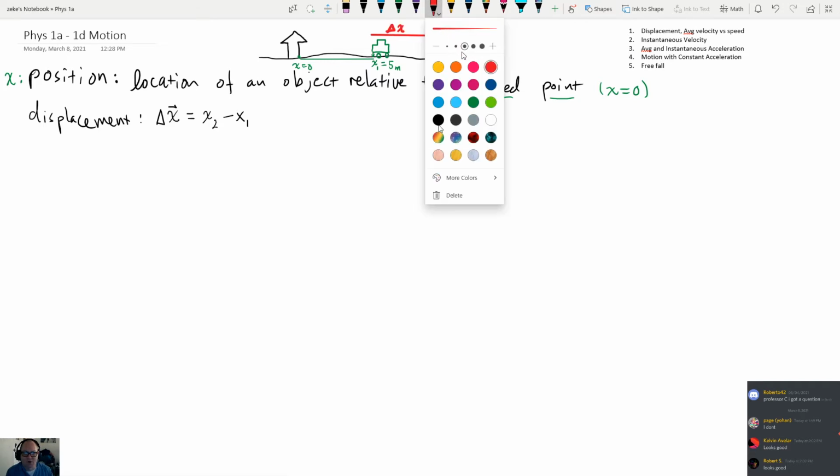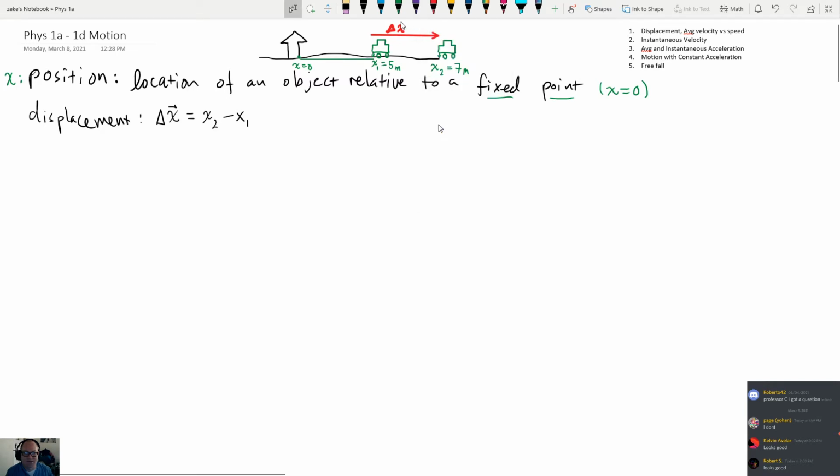Ooh, that is a really thick marker right there. This is going to be kind of frustrating today. I'm going to have to go through and kind of reset all of these things.